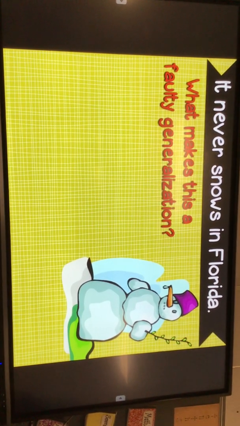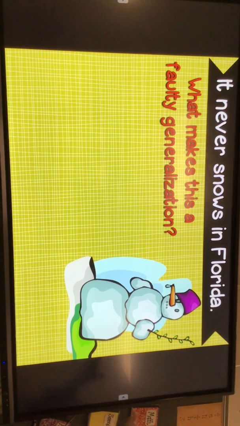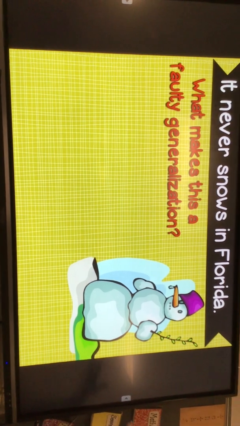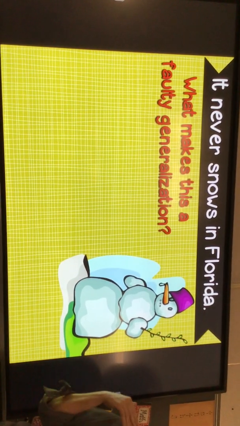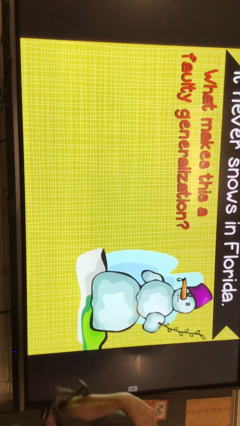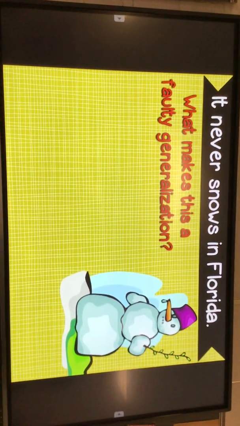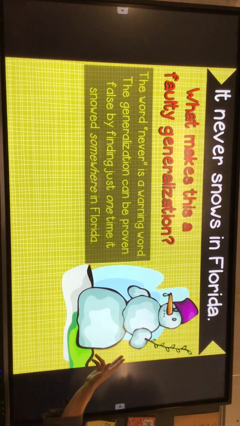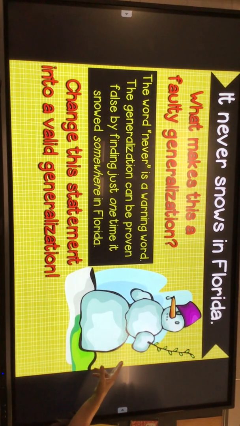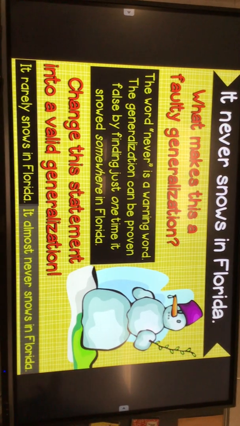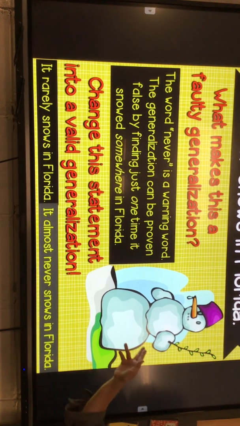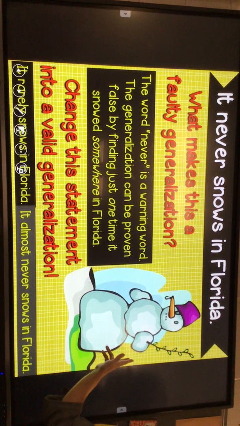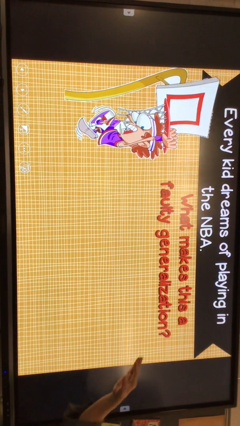It never snows in Florida. What makes this faulty? Never. Never is the word. Now, how can we change it? It's sometimes. It rarely snows, might be. Yeah, rarely. The word "never" is our warning, and we can change that to "it rarely snows." If it starts to always snow, then a lot of snowbirds would have to move away. There would be a mass exodus of old people from the state.